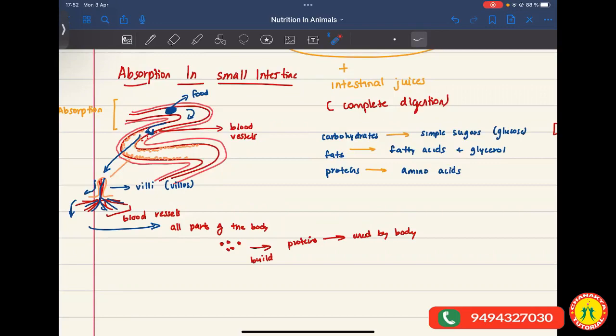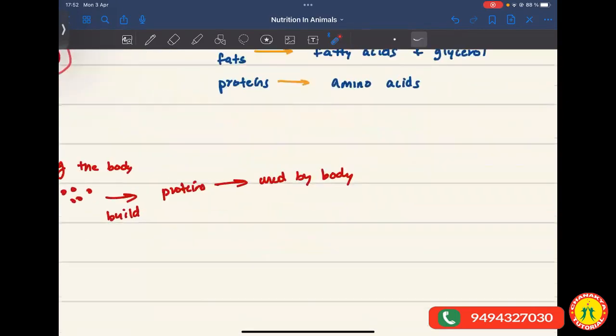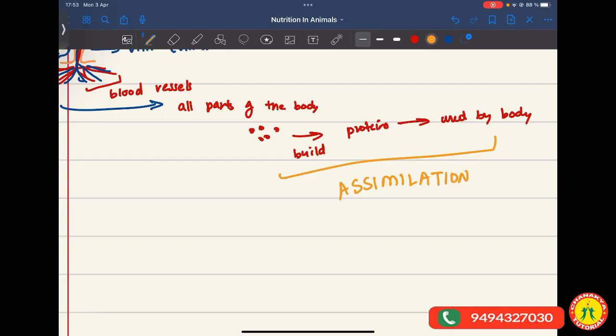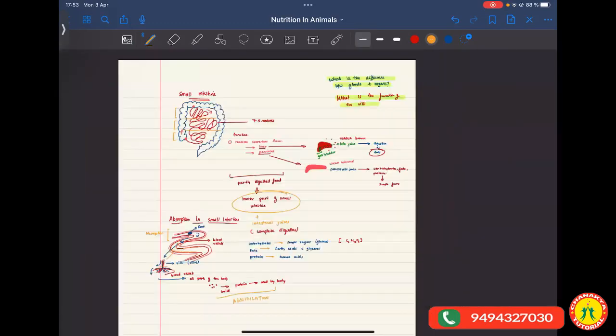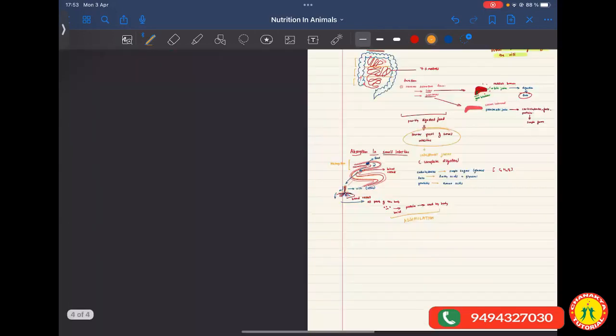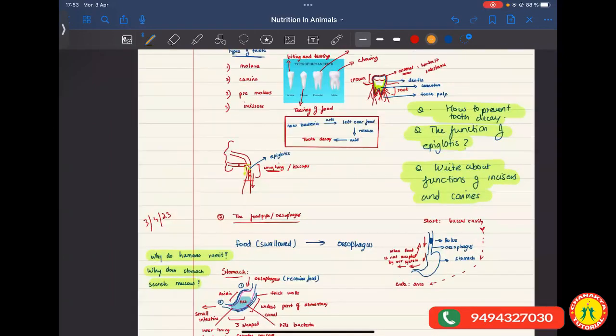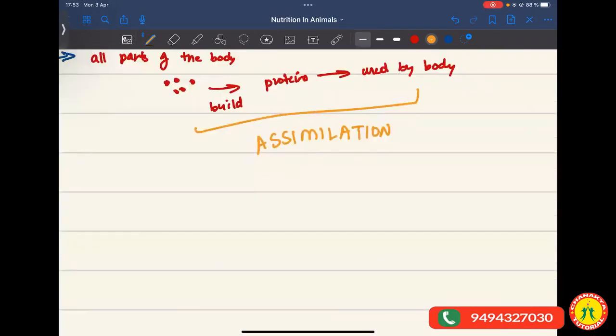This breaking down and again being converted and used by the body, this whole process is called assimilation. Okay, so this is a new word for you. So write a few words on assimilation. I've already given 4 questions. I think that's enough. We will learn it in the next class. Okay, so assimilation is the new term. This whole process of breaking down and again using it is known as assimilation.